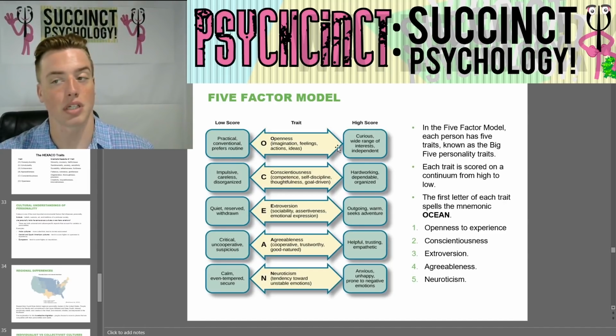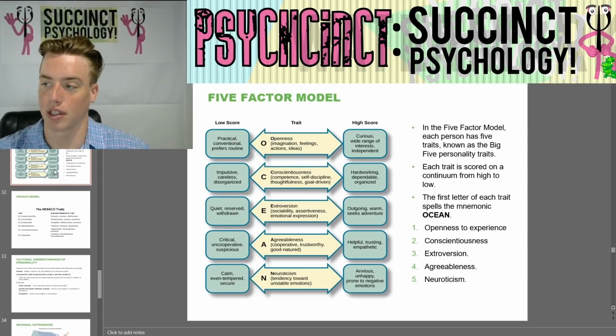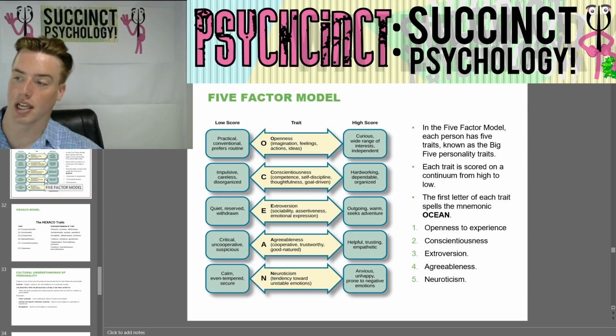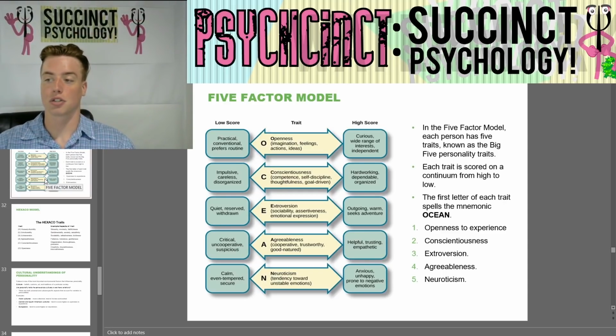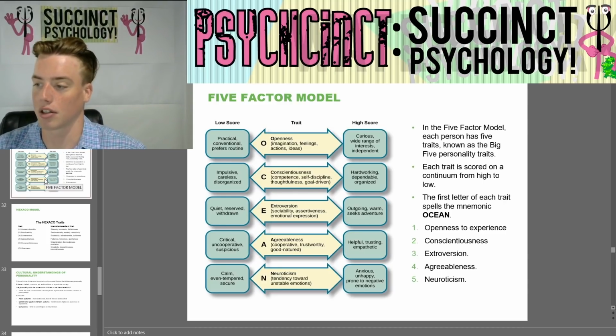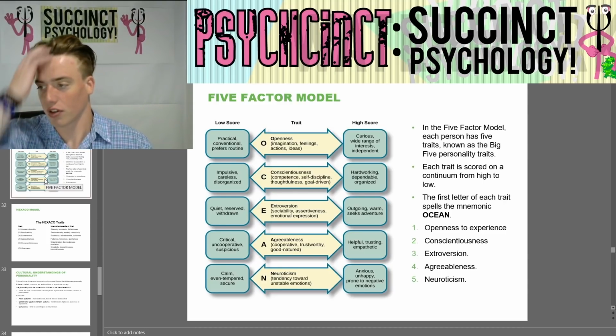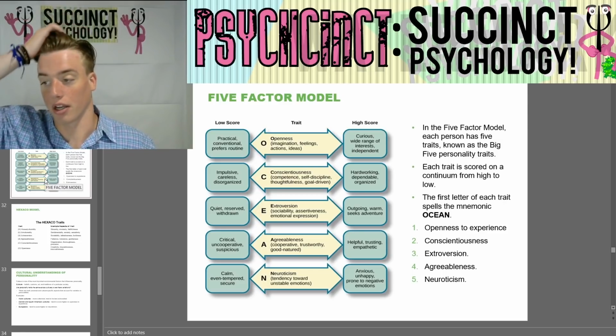So last time we left off right here, the 5-factor model. So in the 5-factor model, each person has 5 traits known as the Big 5 personality traits. Each trait is scored on a continuum from high to low, and the first letter of each trait spells the mnemonic OCEAN.